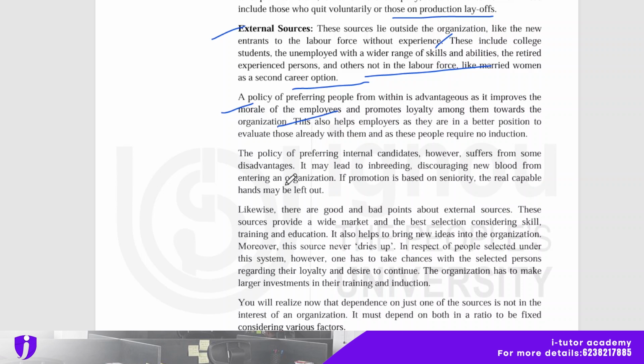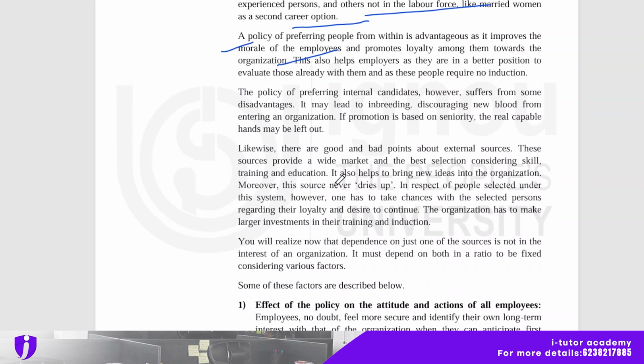The policy of preferring internal candidates, however, suffers from some disadvantages. It may lead to inbreeding, discouraging new blood from entering an organization. If promotion is based on seniority, the really capable hands may be left out.